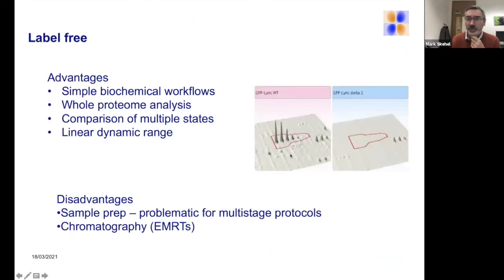And so for the label free, we've got a nice example here in state A and state B. It's a simple biochemical workflow. Remember, you're not doing anything. You can look at whole proteomes, multiple states, but the sample numbers can become huge. And you need to have a very good chromatographic system, but we don't really need to worry about that too much because we do have good chromatographic systems.